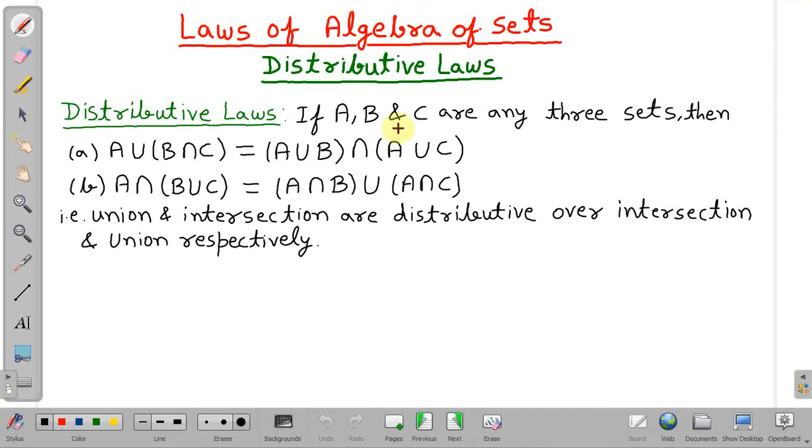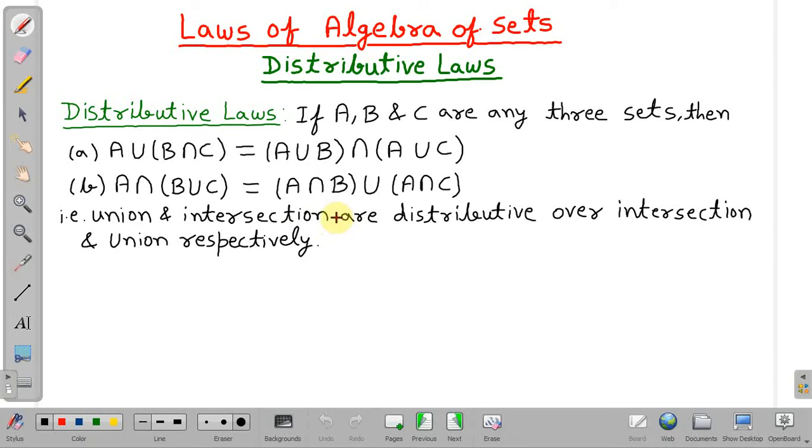Suppose A, B and C are three sets. Then according to the distributive law, A union (B intersection C) will be equal to (A union B) intersection (A union C). Similarly, the second law is A intersection (B union C) will be equal to (A intersection B) union (A intersection C). That is, we can say that union and intersection are distributive over intersection and union respectively.